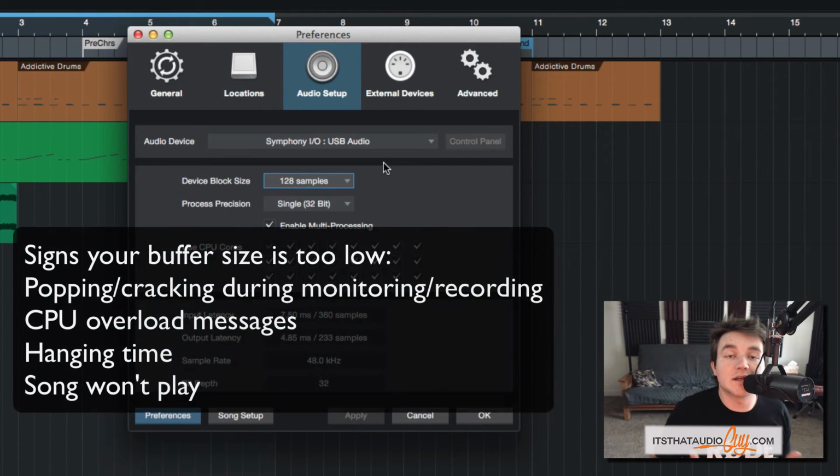But if as you lower it down, you start noticing crackling, it doesn't play, it gets hung up, all these things, or it just seems to be glitching out and bugging out, then that's a sign that it's too low. So you would need to raise it up.